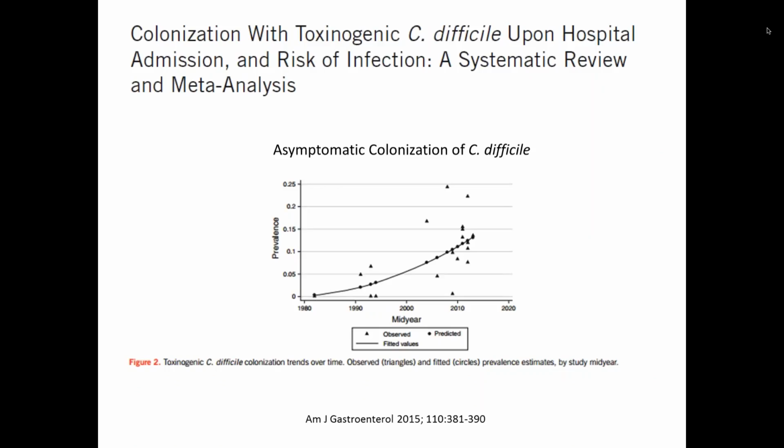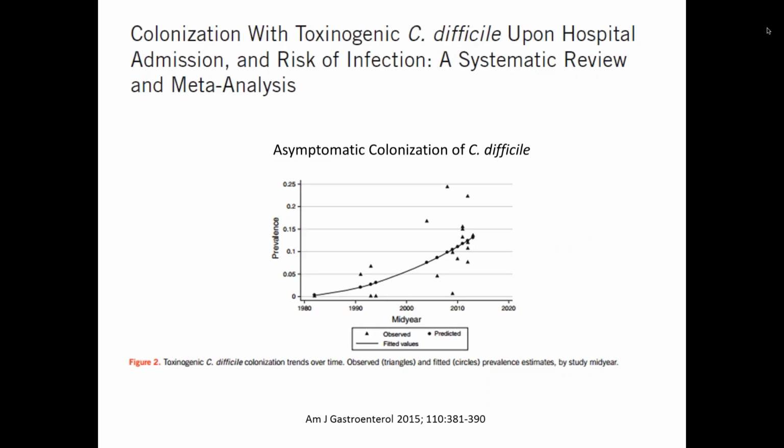So let's talk more about asymptomatic colonization then in C. diff. This was a review in American Journal of Gastroenterology last year that reviewed previous studies that tried to assess the asymptomatic colonization rates of C. diff upon hospital admission. And as you can see, over time this has increased pretty dramatically. At least some studies suggest that almost 24 or 25% of patients entering the hospital are already colonized with C. diff.